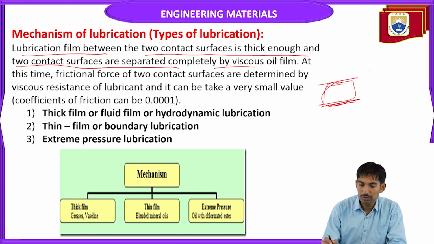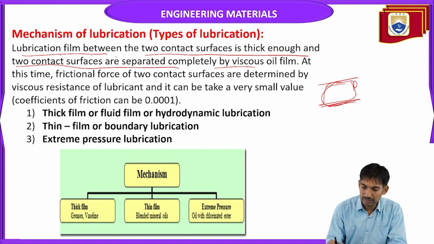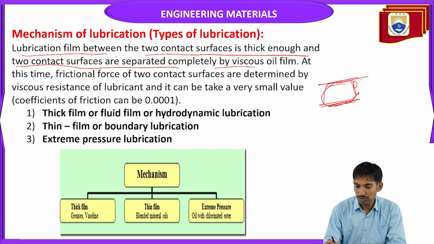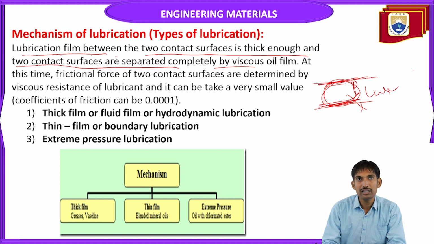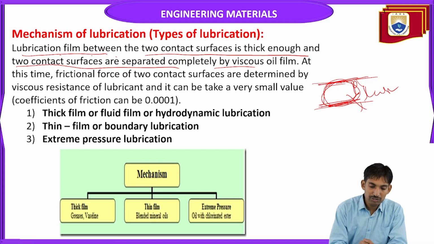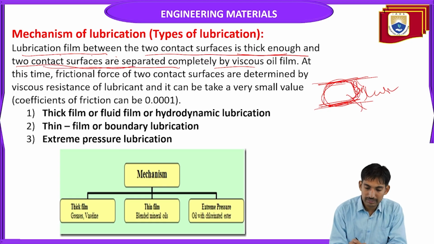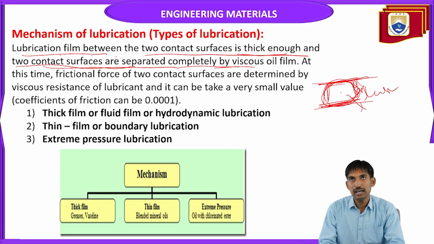Now we have applied lubricant oil. This is called the lubrication film. These two moving surfaces are separated, or we have to fill the gap with the lubricating oil. It forms a film, and that is called the lubrication film. The lubrication film between the two contact surfaces is thick enough, and the two contact surfaces are separated completely by the viscous oil film.